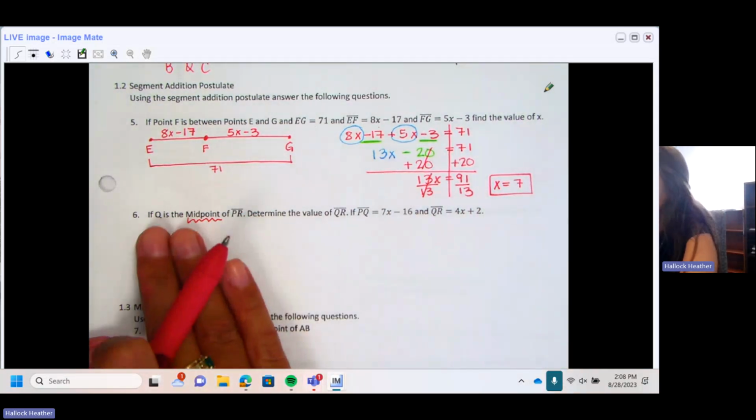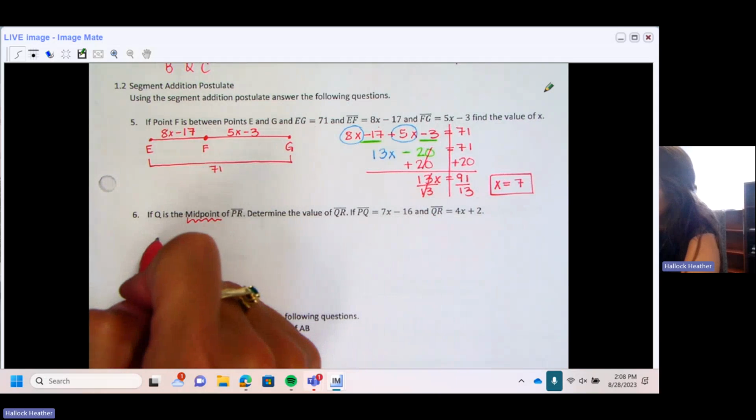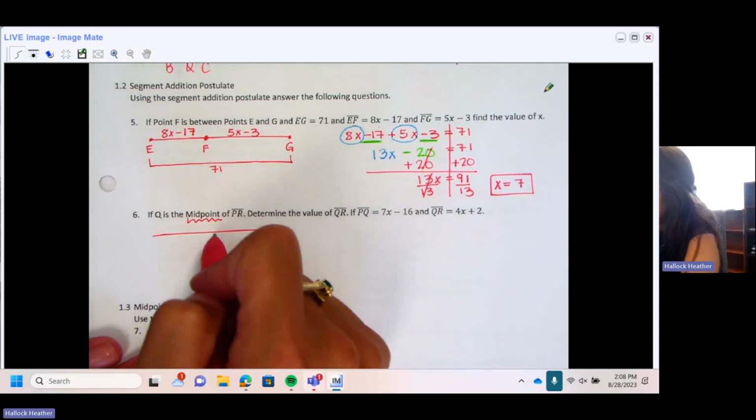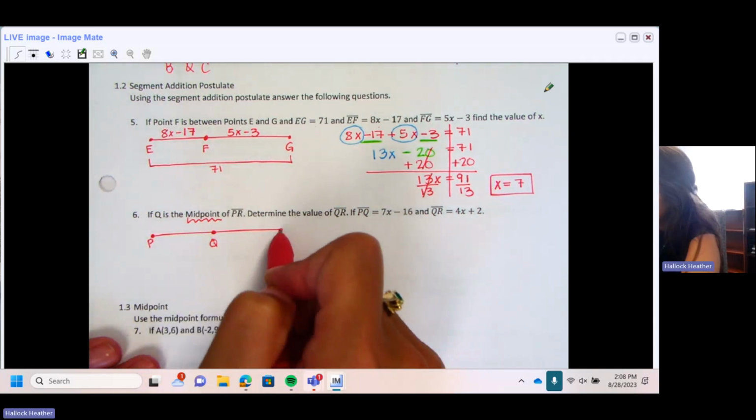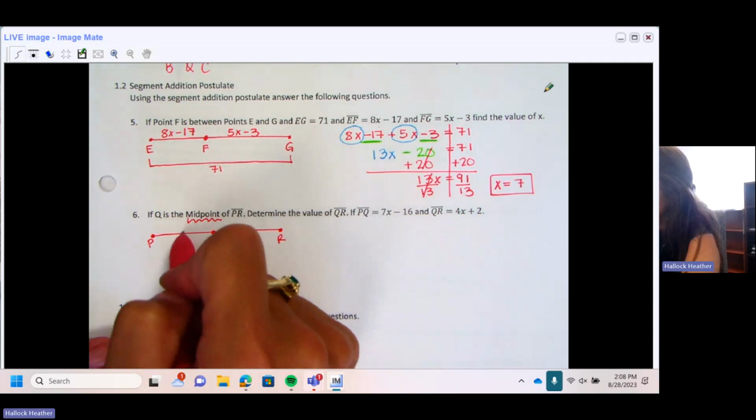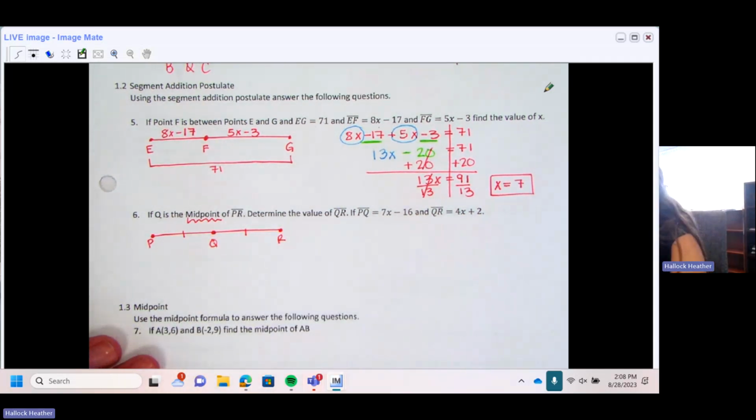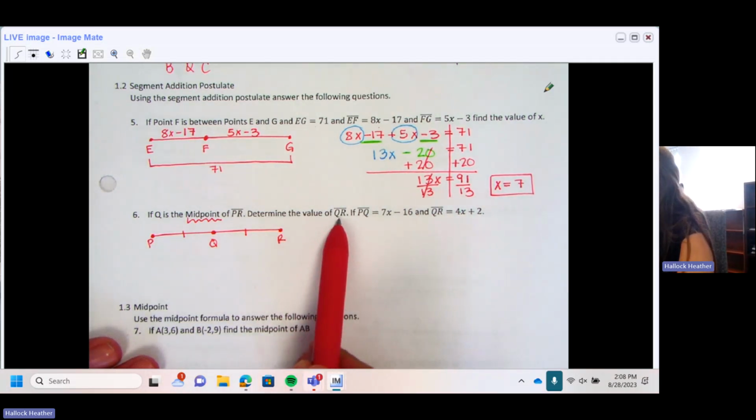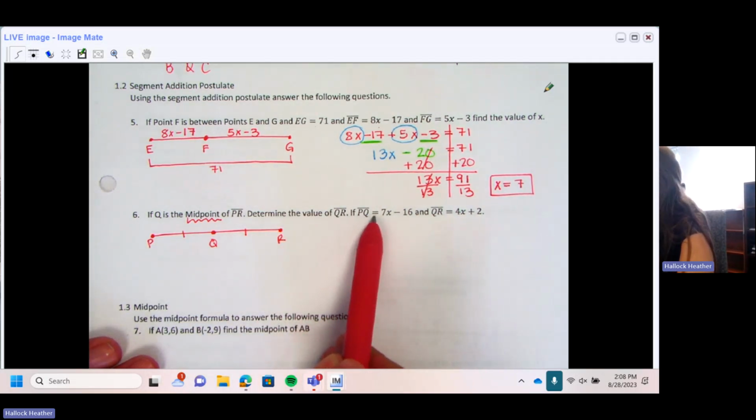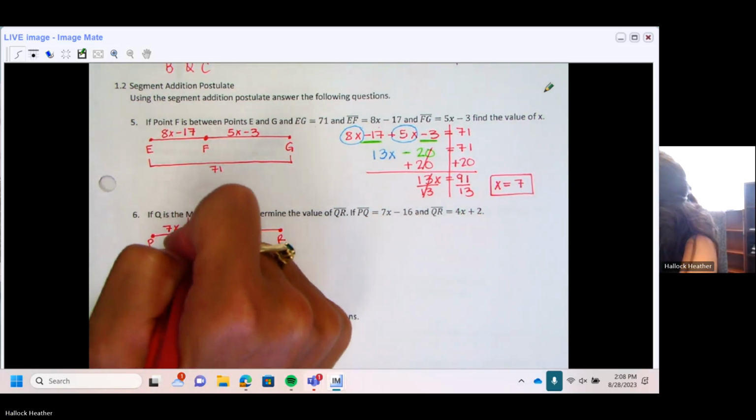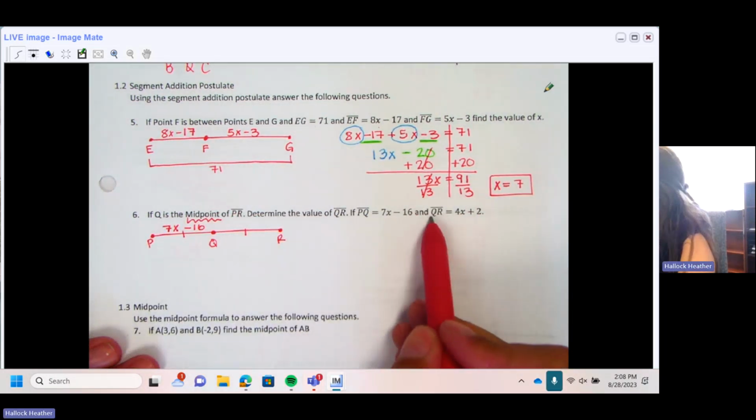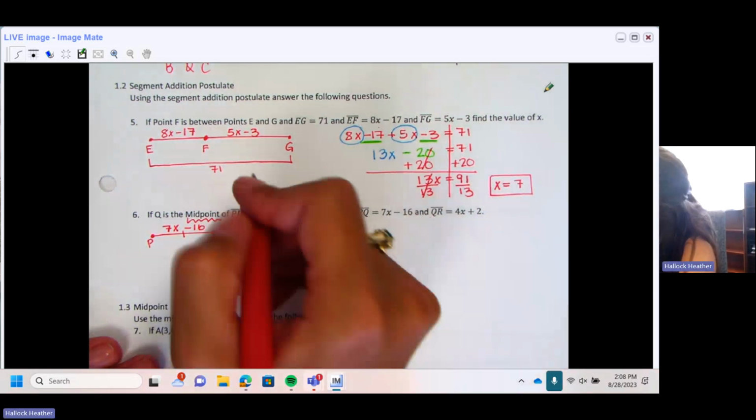I'm going to draw a picture of just this part. So if I have a segment, Q is the middle or the midpoint of PR. So from P to R, Q is the midpoint. So I know these are congruent segments. They are equal to each other. Determine the value of QR if PQ is 7x minus 16 and QR is equal to 4x plus 2.